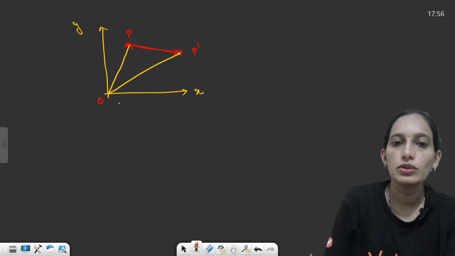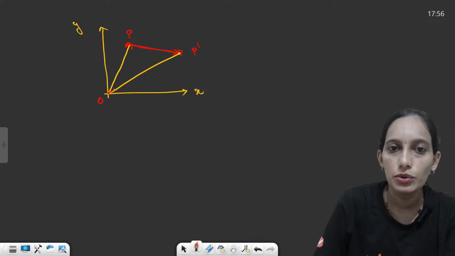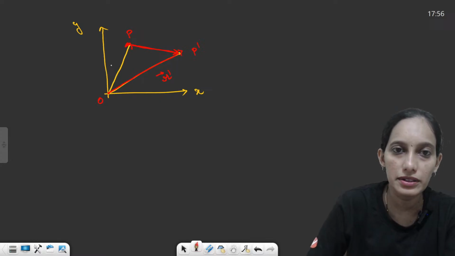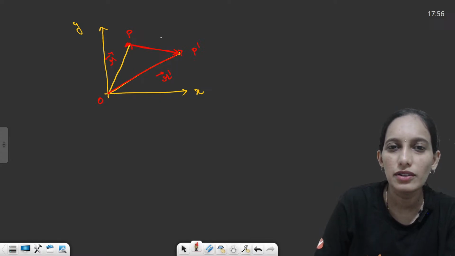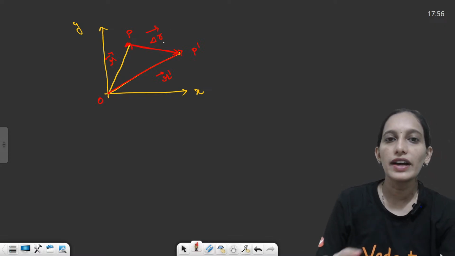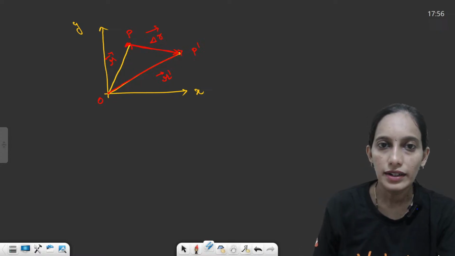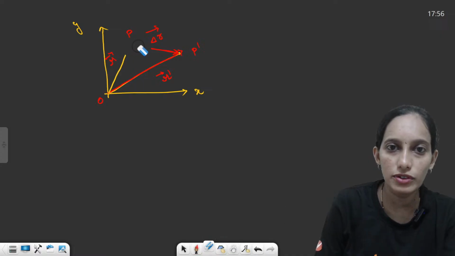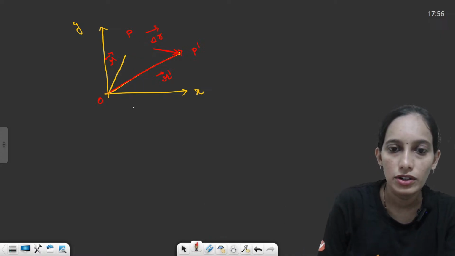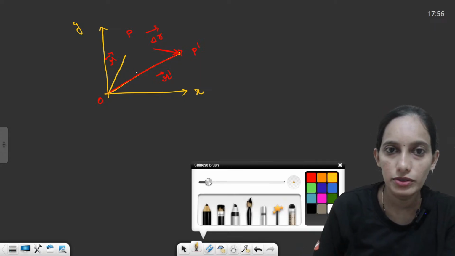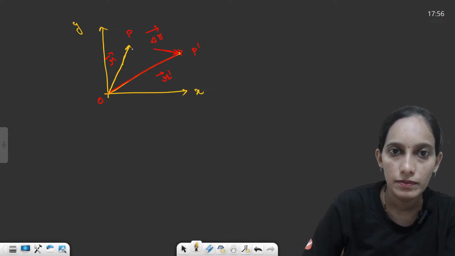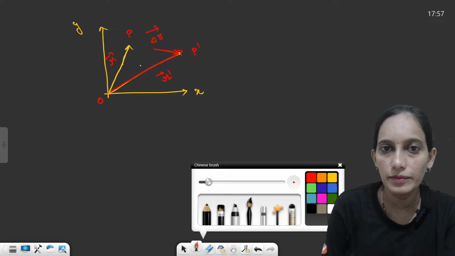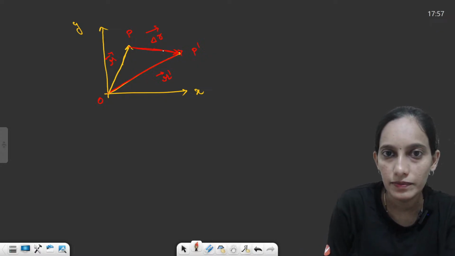Yeah, so here you just need to tell me, this is r vector, this is r dash vector, and this is our displacement vector. I'll say something like delta r. So now, using the vector addition rule, can you get me what is the displacement, observing the arrows properly? You need to tell me what is going to be the displacement vector.